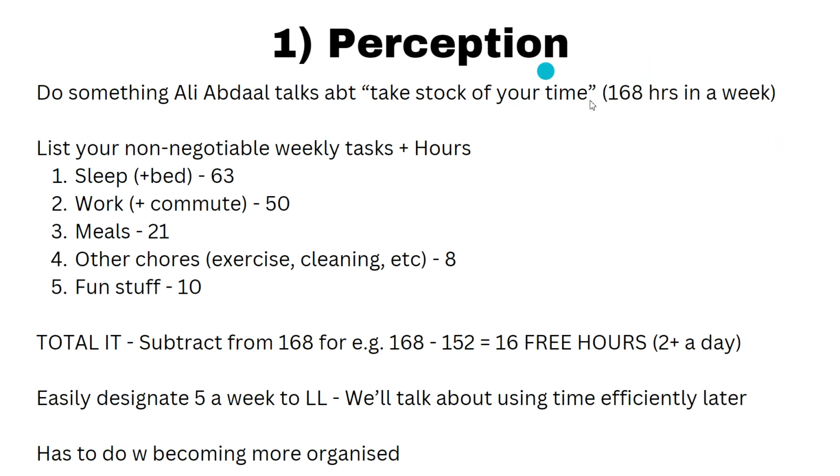So everyone has 168 hours in the week. And what I want you to do now is to actually list your non-negotiable weekly tasks and decide how much time they take up. So obviously the number one thing you should start with is sleep. Then you've got work and then meals. And then you can also write down all your chores that are going to take up time. Maybe it's, I wouldn't really call exercise a chore, but we can throw it in there.